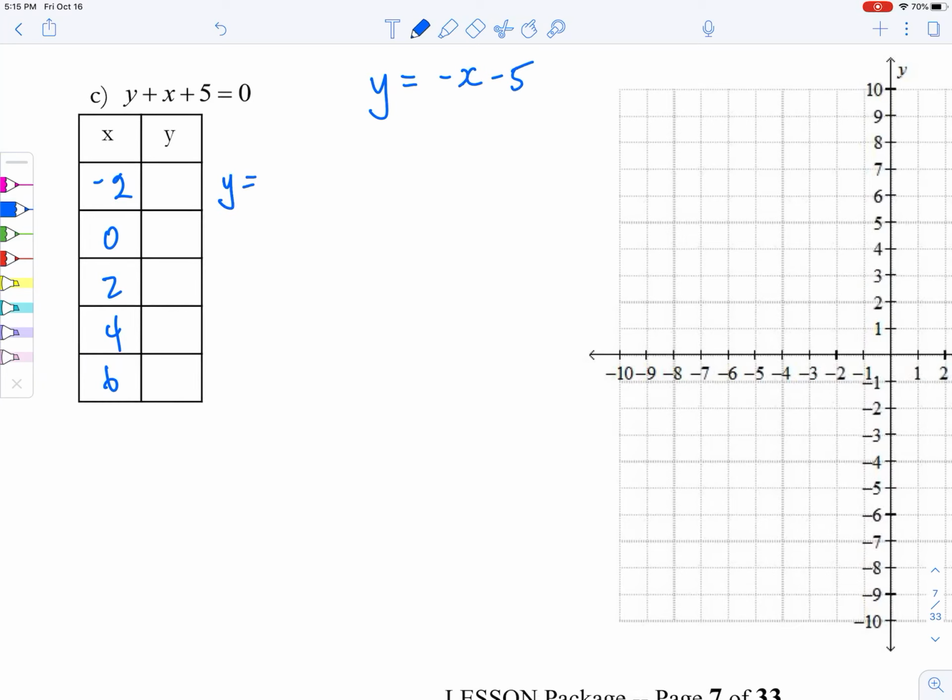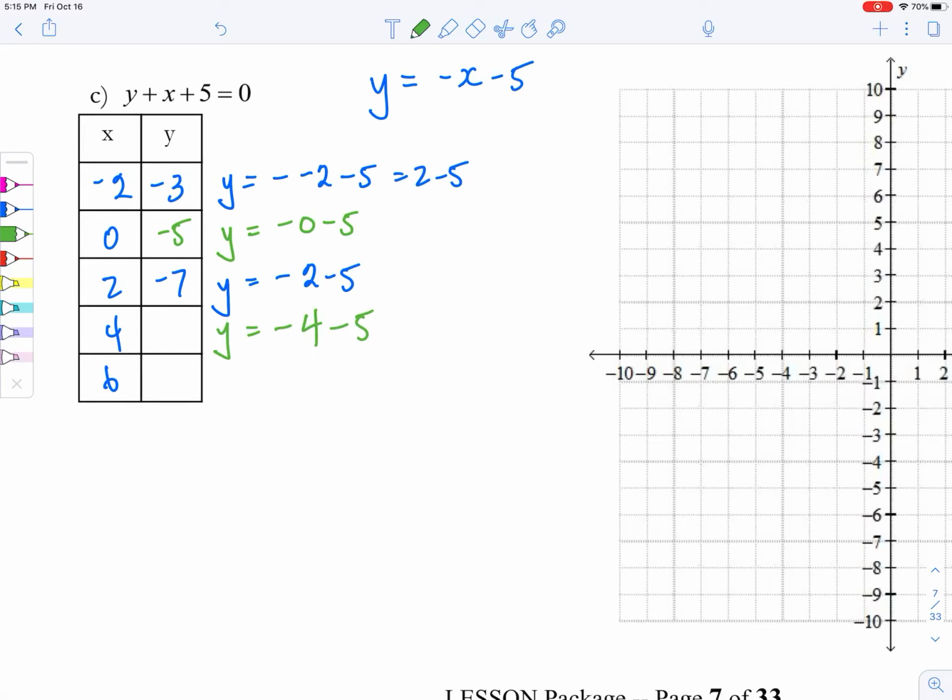So here y would equal -(-2) minus 5, which is 2 minus 5 or -3. Here we get -0 minus 5, which is just -5. When x is 2, we'll have -2 minus 5, which is -7. When x is 4, we get -4 minus 5, which is -9. And then we get -6 minus 5, which is -11.